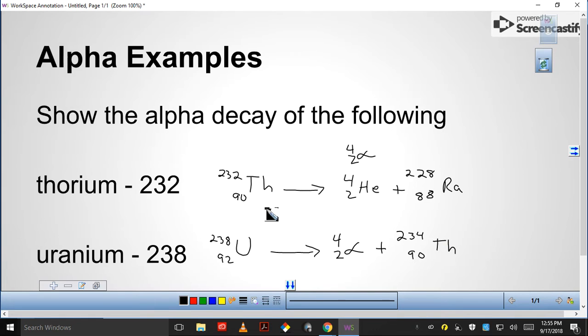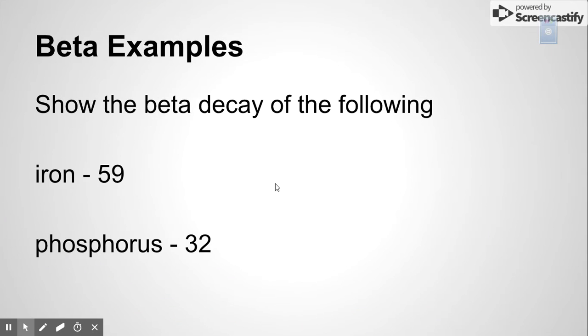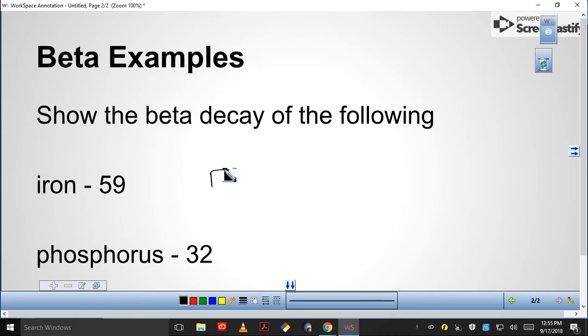Notice alpha decay, but all these elements were above 83. Remember, anything above 83 on the periodic table will automatically do alpha decay. So that's alpha decay. Beta decay, take our parent nuclide. So we'll take iron, 59. That number always goes at the top. Phosphorus here, P, 32 is going to go at the top. We have to look up the element. This is 26. Phosphorus is element number 15.